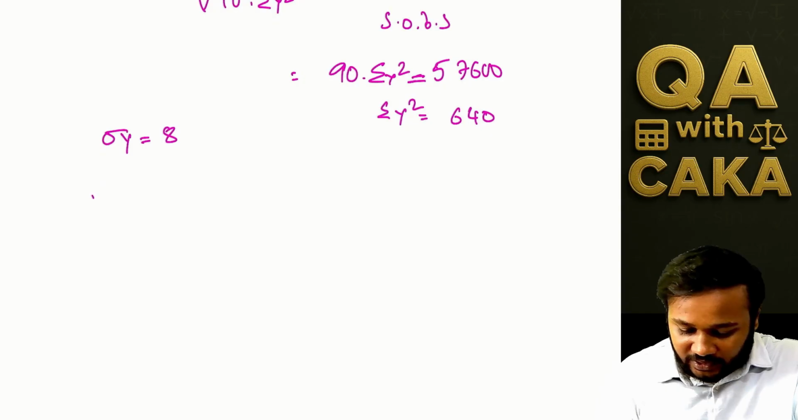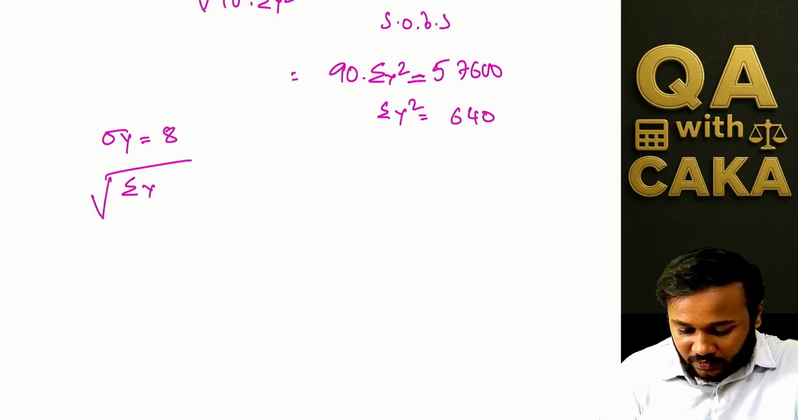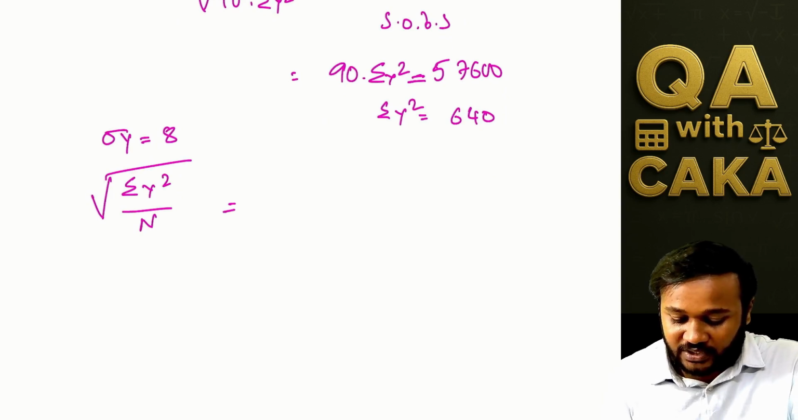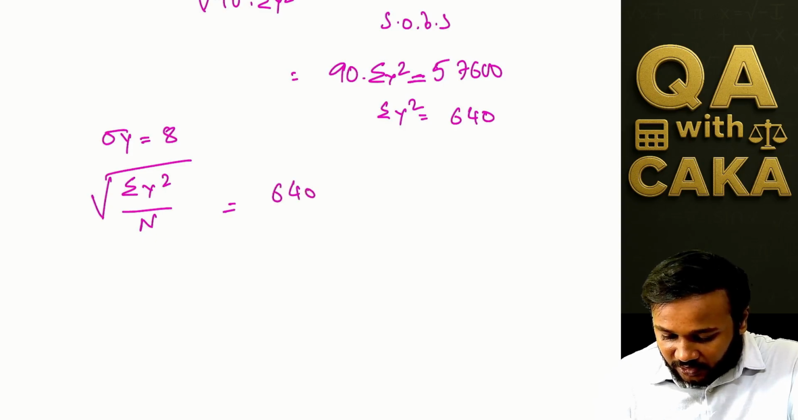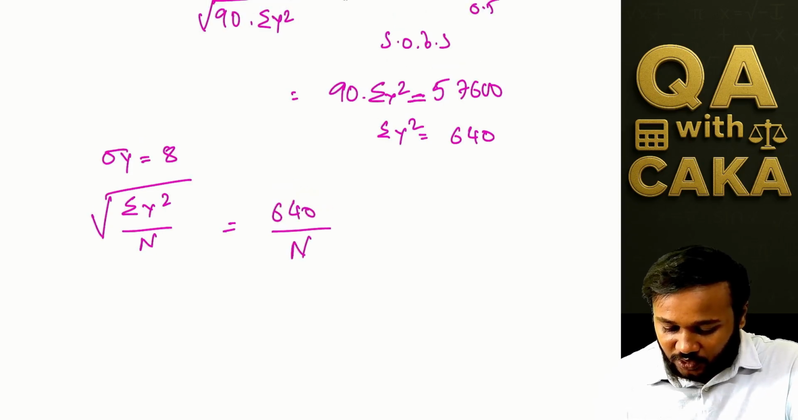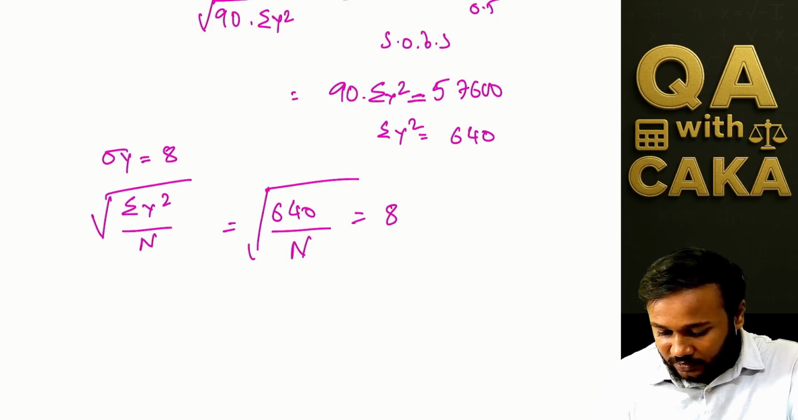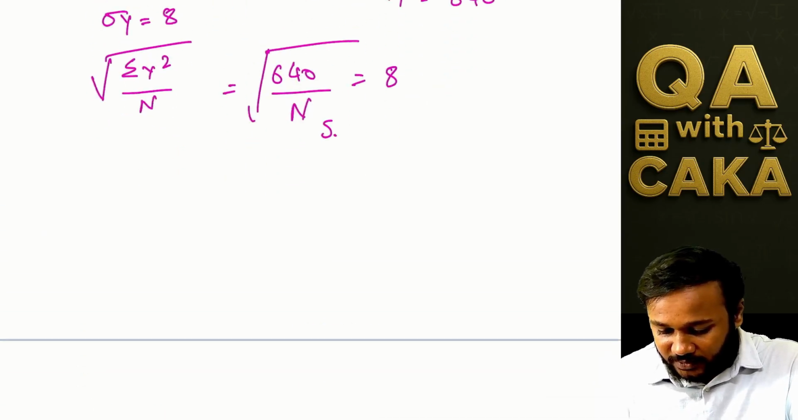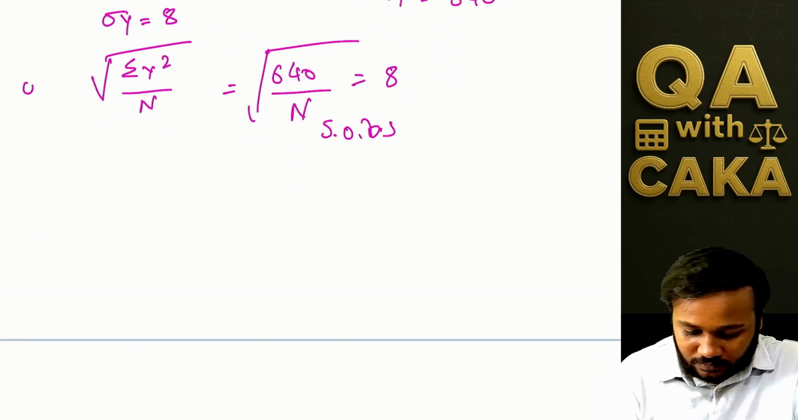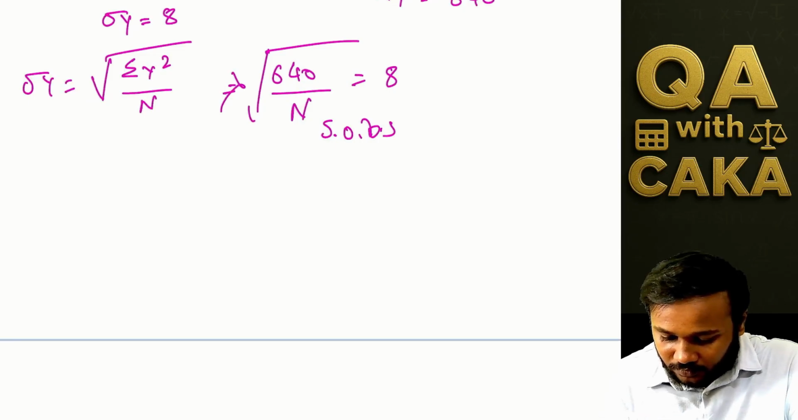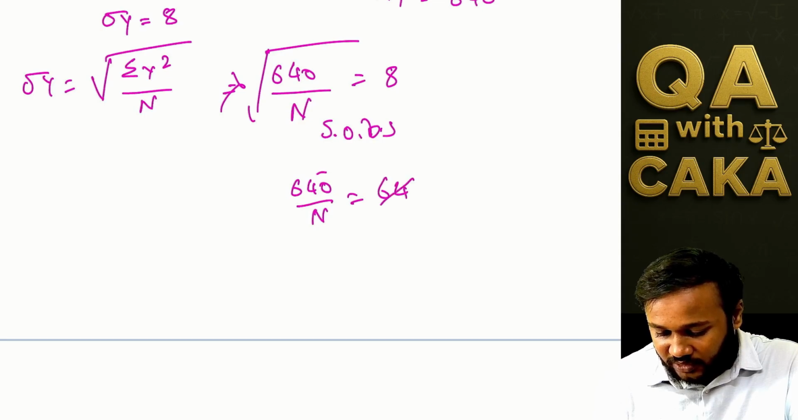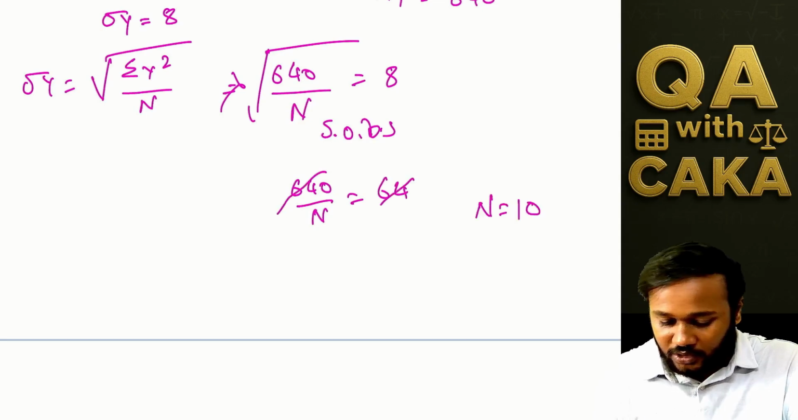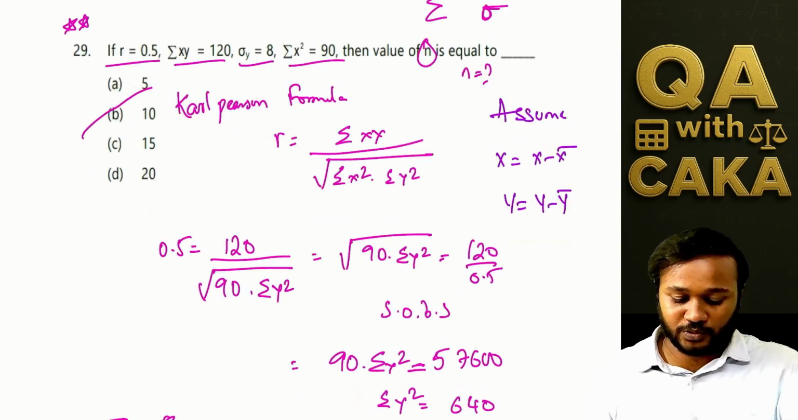Now standard deviation of y is equal to 8, they have given. So what is the formula of standard deviation? Root of summation y square by n, where summation y square is nothing but summation of y minus y bar squared. Now summation y square we got as 640. Now what is n? That is what you need to find out. Again squaring on both sides, this will be 640 by n is equal to 64. 64 cancels, n is equal to 10. So option 10 is the right answer. Option B is your right answer.